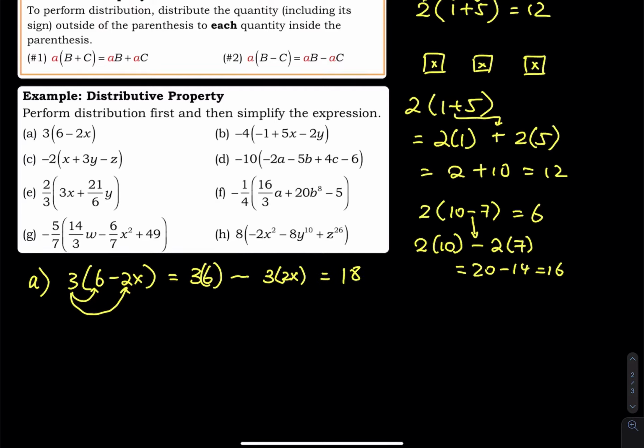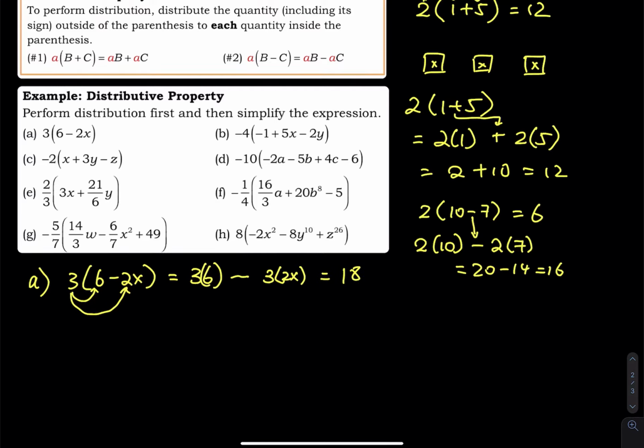And then B, you have negative 4 times negative 1 plus 5x minus 2y. So we put the negative 4 in front of the negative 1, the 5x, and the 2y. When you work with negatives, be extremely careful. So this is negative 4 times negative 1. The plus will carry over. Plus negative 4 times 5x, and then minus negative 4 times 2y. So negative 4 times negative 1 is 4. Negative 4 times 5 is negative 20, and then negative 4 times 2 is negative 8.